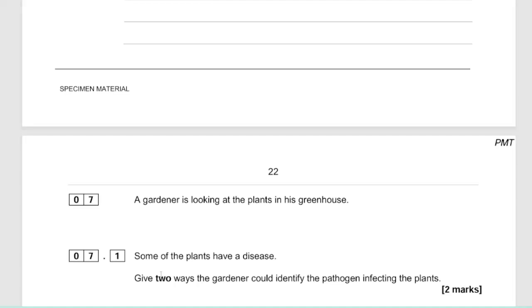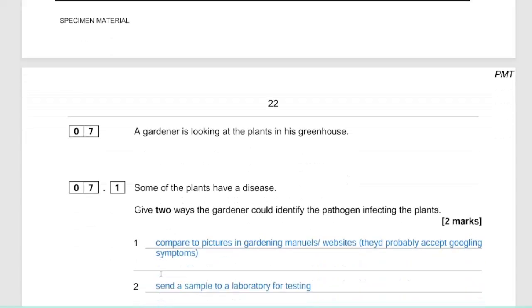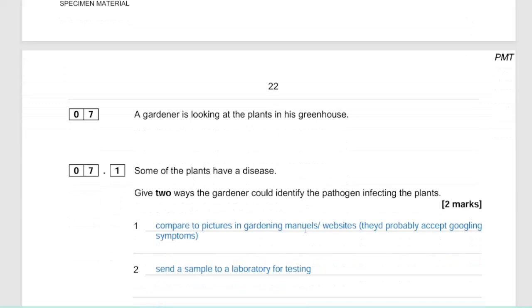And it very clearly shows that this is AQA's first paper for this specification, with it being the specimen paper, because I think these answers are dumb. One is just compare to pictures in gardening manuals or websites, and looking at their mark scheme guidance, which is very positive, they'd probably accept just Googling the symptoms, or like nowadays, using Google Lens or something to work out what is wrong with the plant. It's a dumb question. And the other mark scheme point is also dumb.